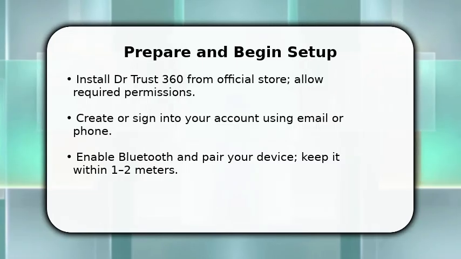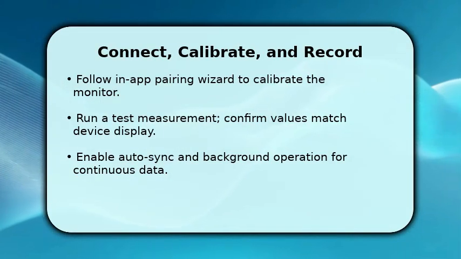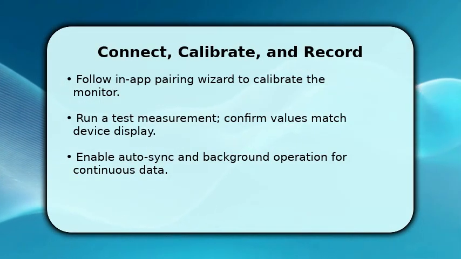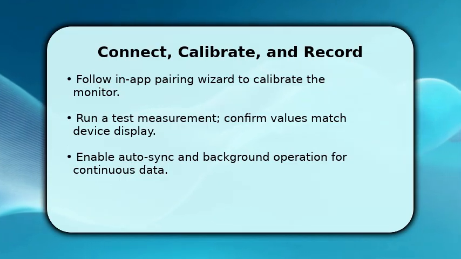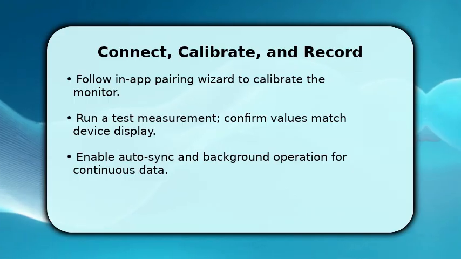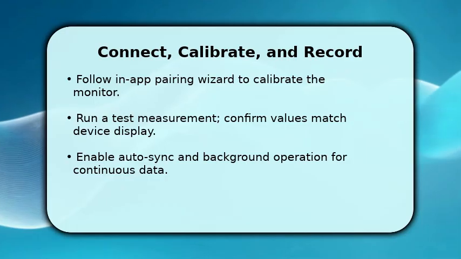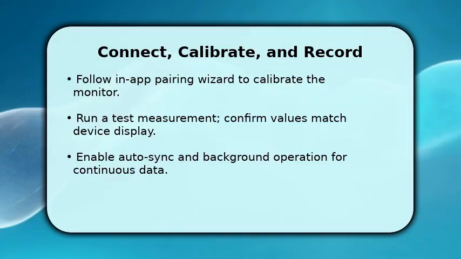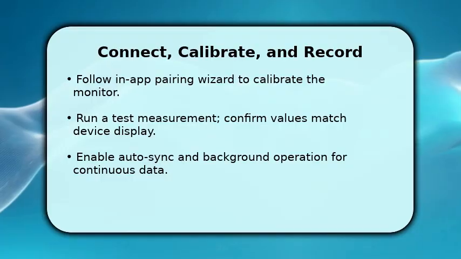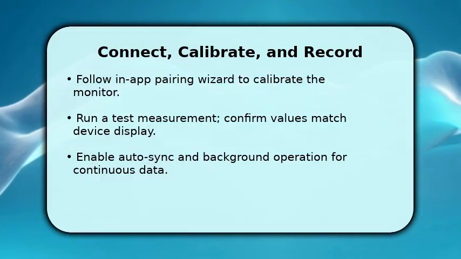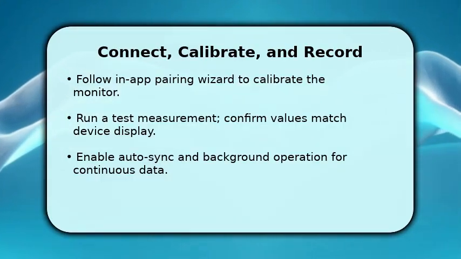Once paired, follow the in-app wizard to calibrate your Dr. Trust device. Calibration aligns app settings with the monitor's output. You should run a test measurement and compare the app reading with the device display to confirm accuracy, making adjustments if prompted. Then enable auto sync and background operation so readings upload automatically. While the app stores historical values, calibration and test checks matter because small mismatches compound over multiple recordings and skew trends.